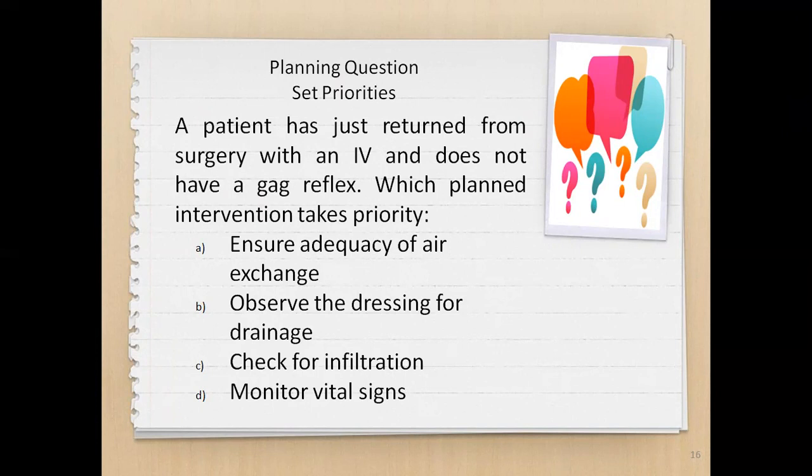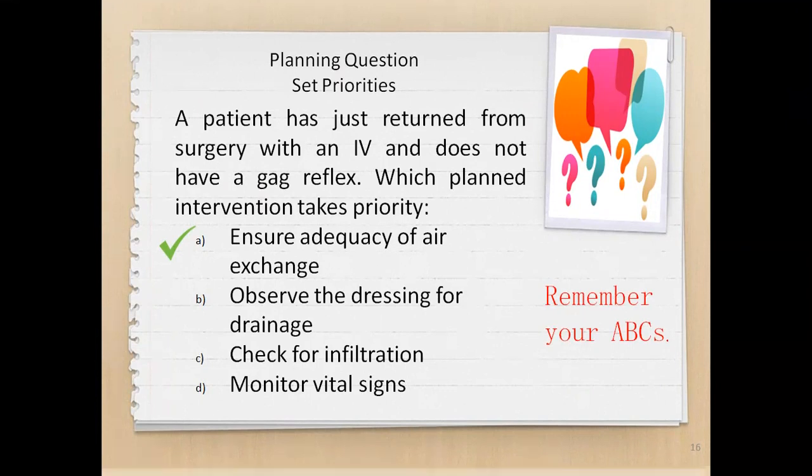So a patient returned from surgery, no gag reflex. The STEM question is, which planned intervention takes priority? The answer here is ensure adequacy of air exchange. You have to remember your ABC. You have to prioritize your airway.